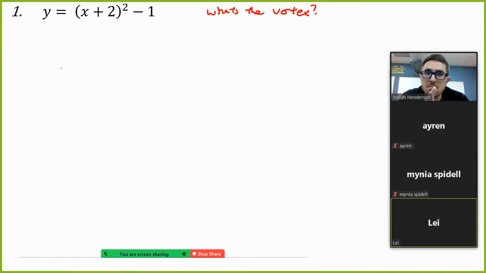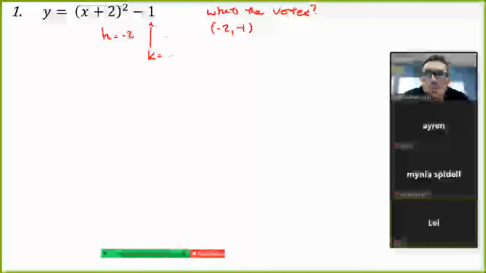I think I got it. Go for it, Leisure. The vertex would be -2 and -1. Wonderful. Thank you. Yes. -2, -1. The number in with the x, that's h. And it's actually the opposite sign of whatever it looks like. So this is plus 2, right? In with the x. So opposite sign would be -2. Then k is the other number on the outside, and that's at face value. So it's already -1, so we take it at face value, it's -1. So our vertex for this problem is -2, -1.